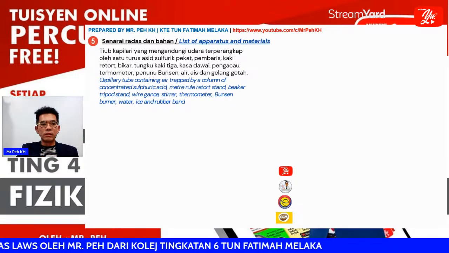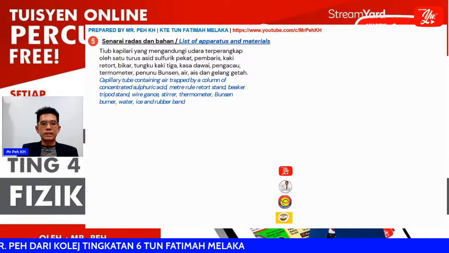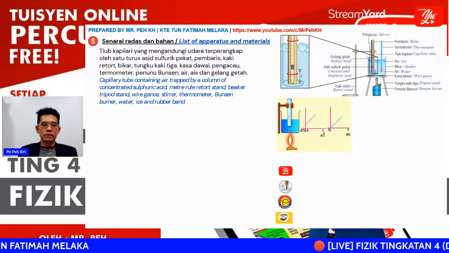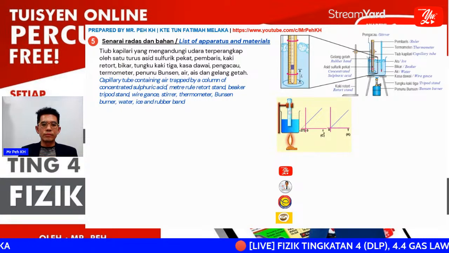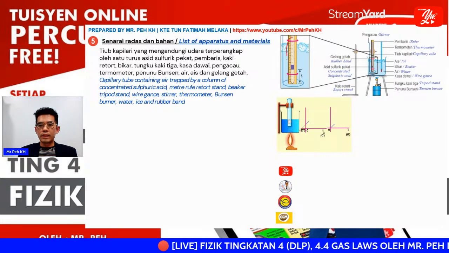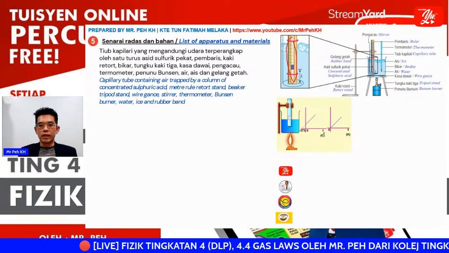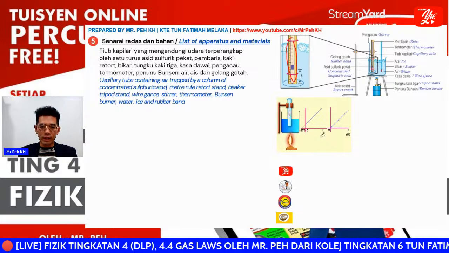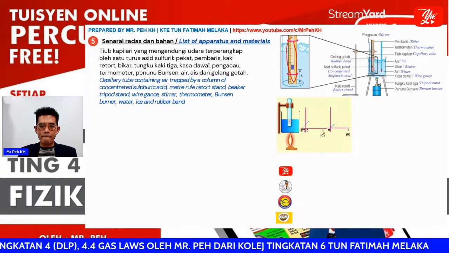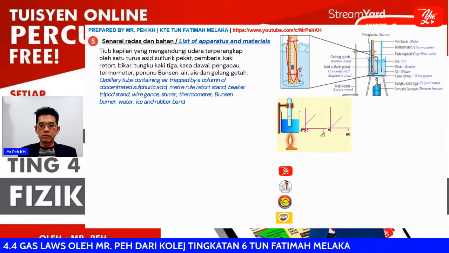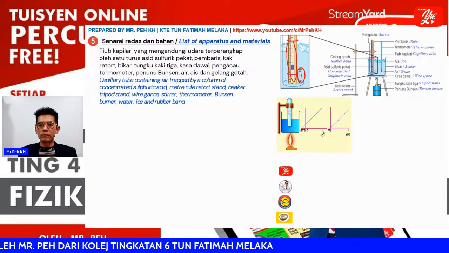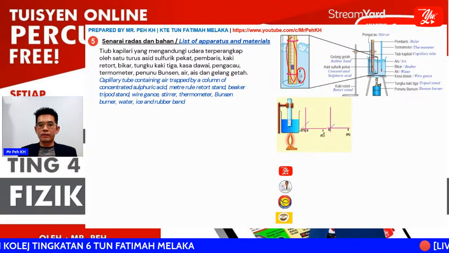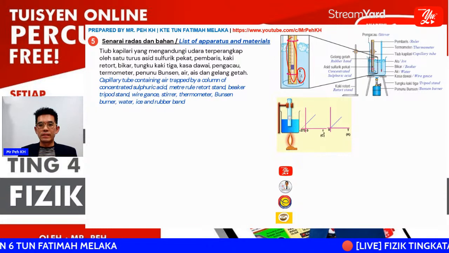Okay, then we discuss the apparatus listed. Here we have the capillary tube containing trapped air. You can see in the GIF, when the temperature increases, the length L of the air column here will increase.